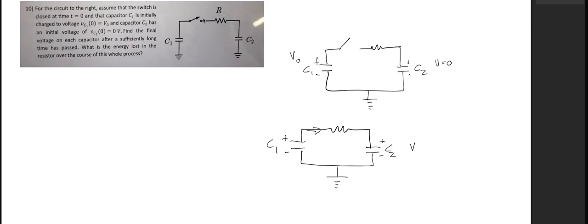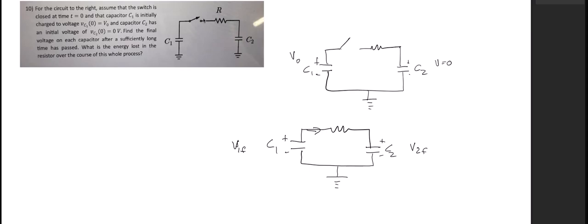And we need to find out what the final voltage is and the energy lost in the process, because what happens when the switch is closed is that current will flow from C1 to C2 through the resistor. As it does that, it will charge C2 to some final voltage. I'll call that for right now V2 final, and C1 will be left at some final voltage, V1 final. And as the current flows, some of the energy will be dissipated through the resistor.